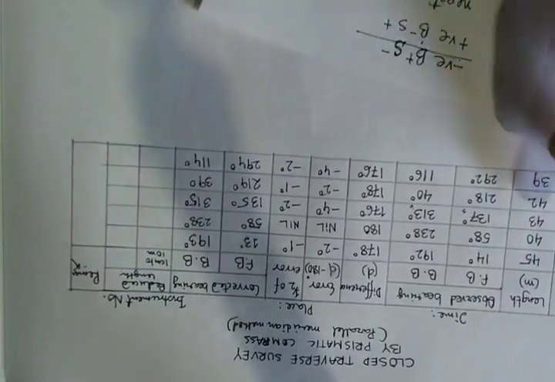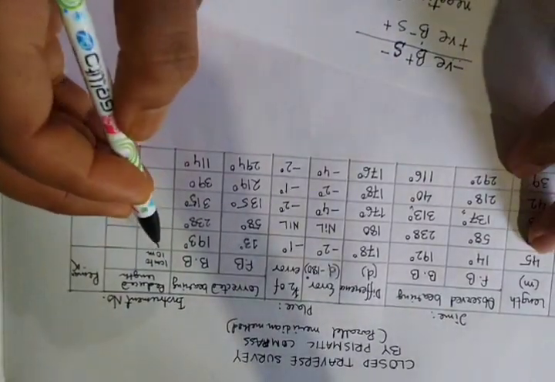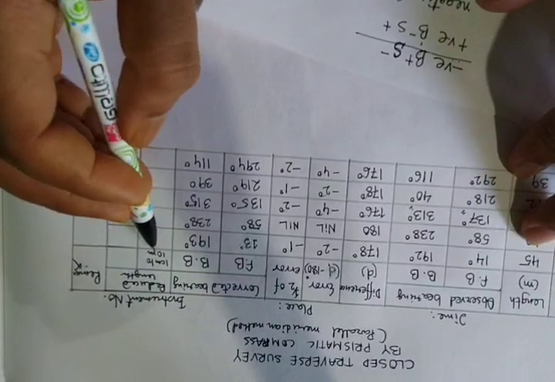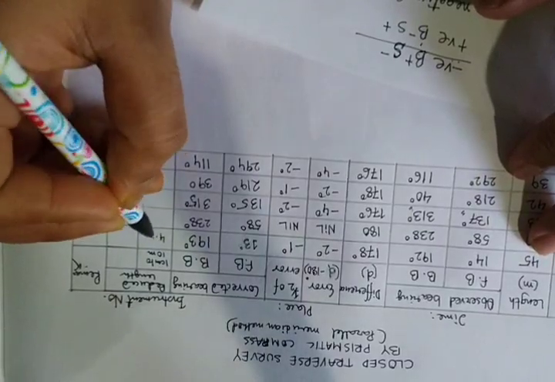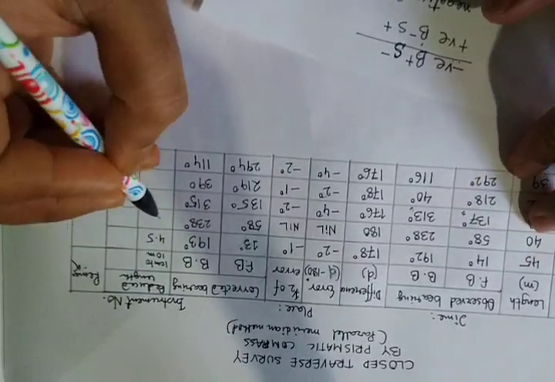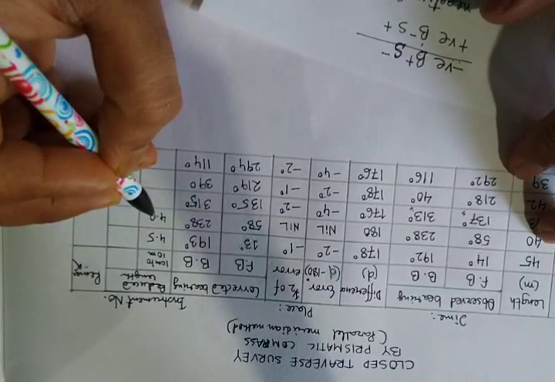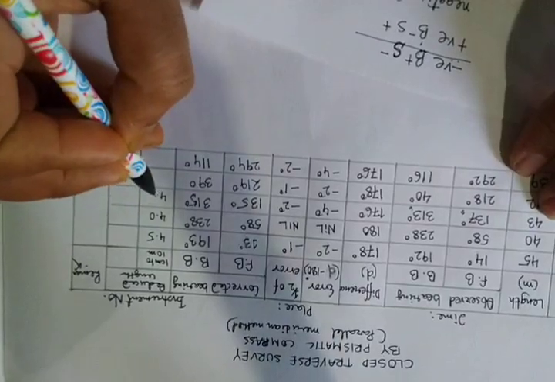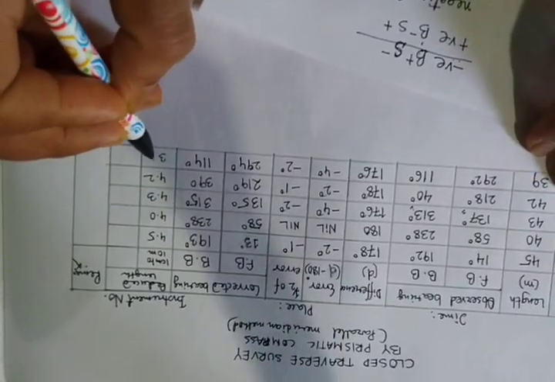If I select a scale of 1 cm to 10 meters, then for the length of 45 meters, with the scale value 10, 45 divided by 10 will be 4.5. The next one is 4.0. How does it come? 40 divided by 10, so it is 4. This one will be 4.3, then 4.2 and 3.9.